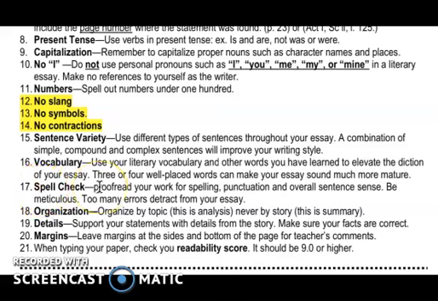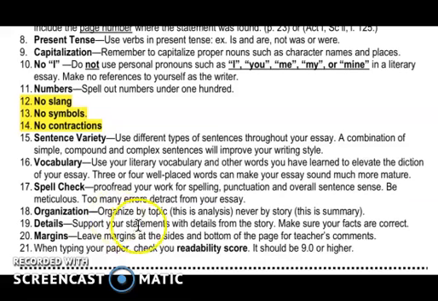Proofreading and spell check. Proofread your work for spelling, punctuation, and overall sentence sense. Be meticulous, which means pay attention to the details. Too many errors distract from your essay. They weaken it, and your reader ends up remembering all your mistakes instead of the points you were trying to make.